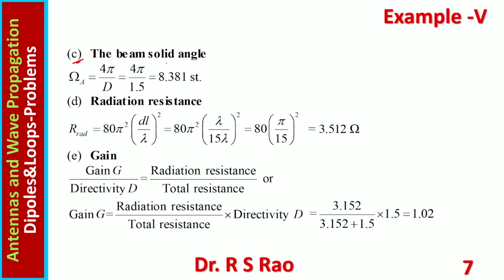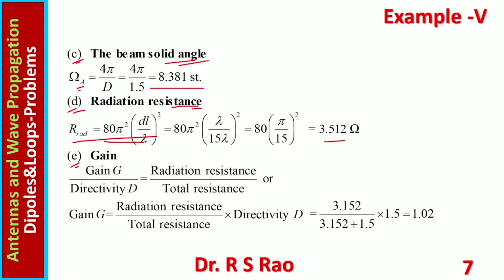Continuation. C. Beam solid angle. It is 4 pi over D, directivity. In the present case, D is 1.5. So omega A, the beam solid angle, becomes 8.381 steradians. D. Radiation resistance. This is a standard formula. R radiation is 80 pi square dl over lambda square. dl is the length of the dipole. It is given as lambda by 15. Substitution in this expression gives us radiation resistance as 3.512 ohms.